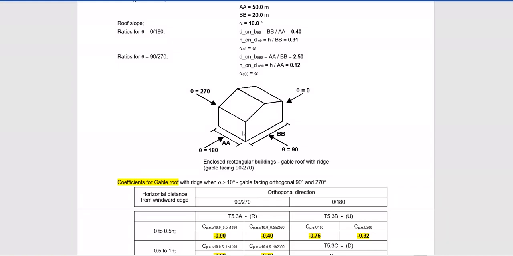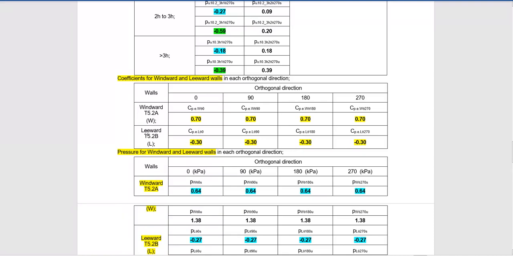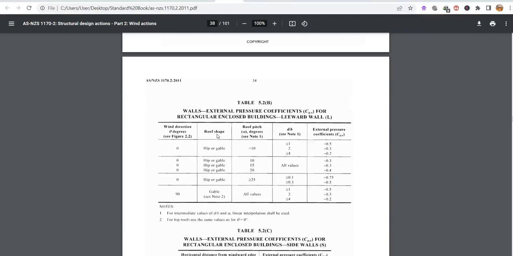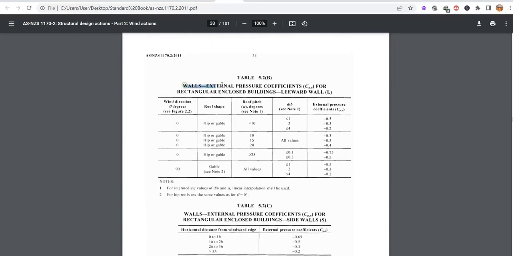At 0 degree, this is my side wall, and at 270 degree will be my leeward side. So this is what it means by leeward side. So the coefficient Cpe for the leeward side, go back to the code. Okay, wall external pressure for rectangular enclosed, leeward side here, L.